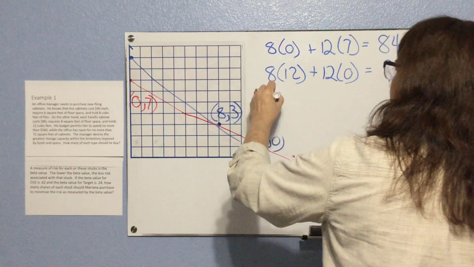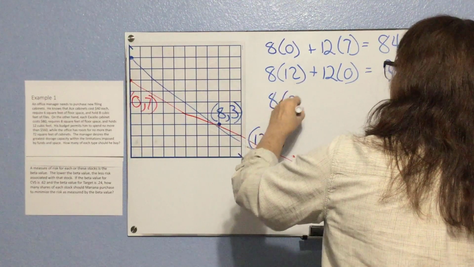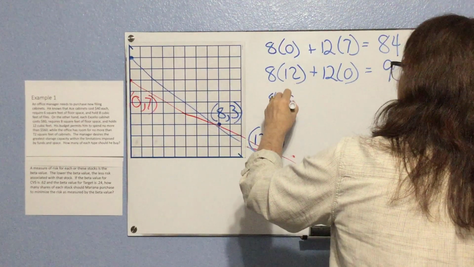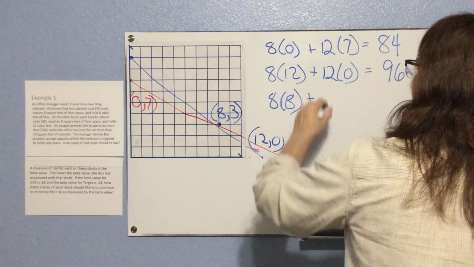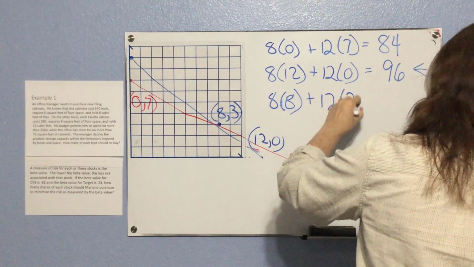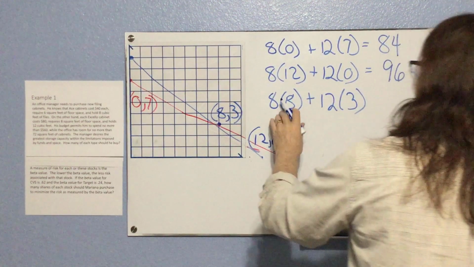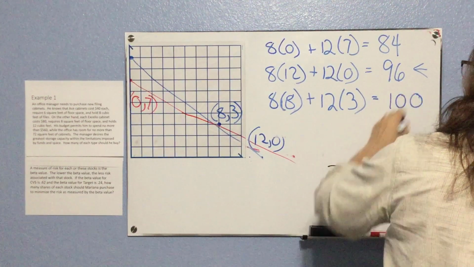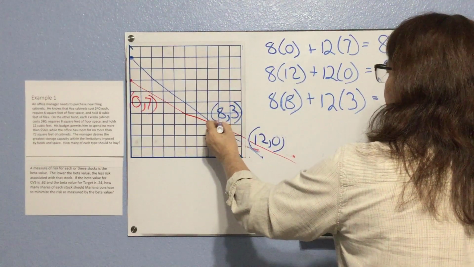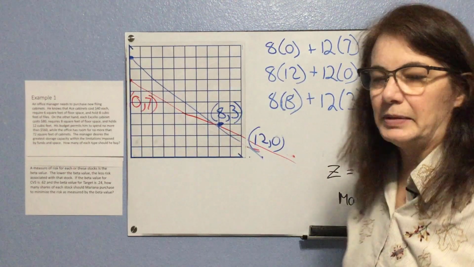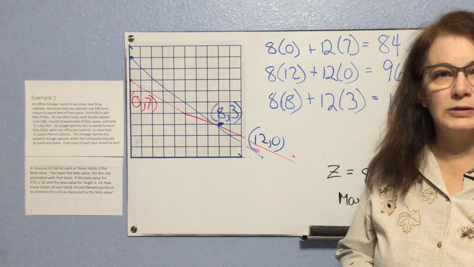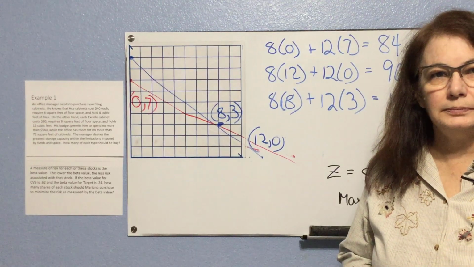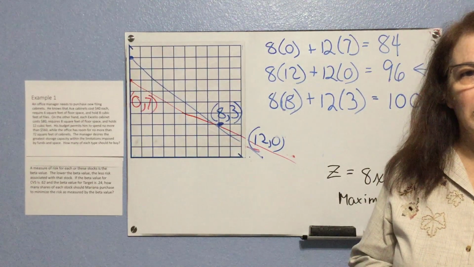And now we're going to look at 8, 3. 8 times 8 plus 12 times 3. Well, that's 64 plus 36, which gives me 100. So this point here, the 8, 3, is the one that's going to give me the maximum capacity of storage while meeting the constraints of the problem. And pause your video now and work on checkpoint 1.